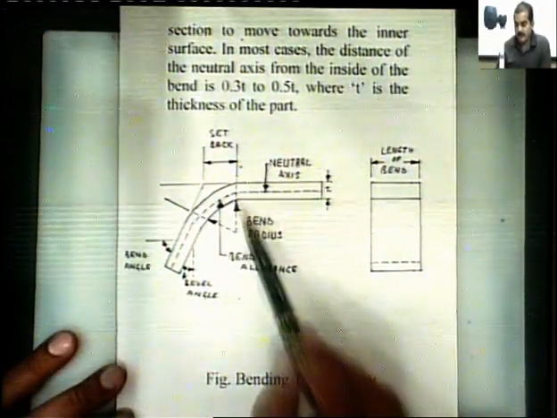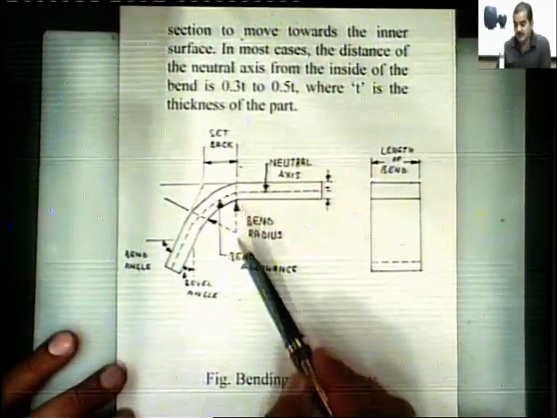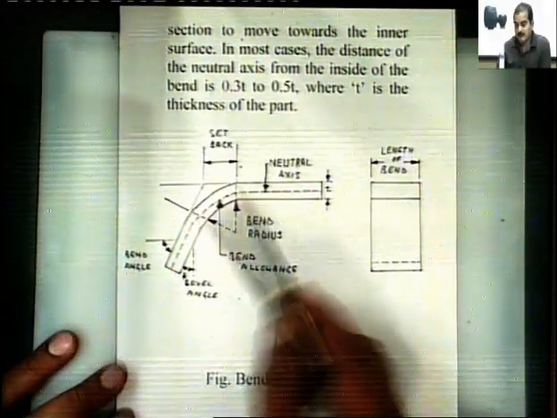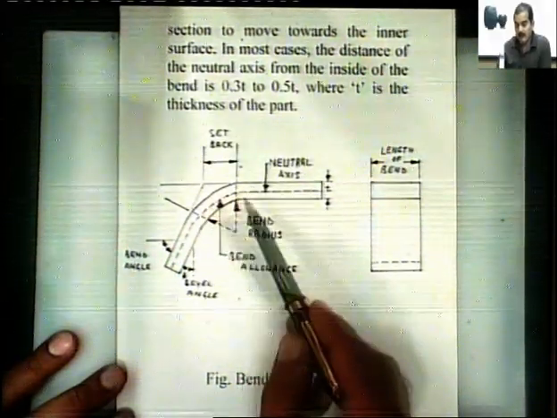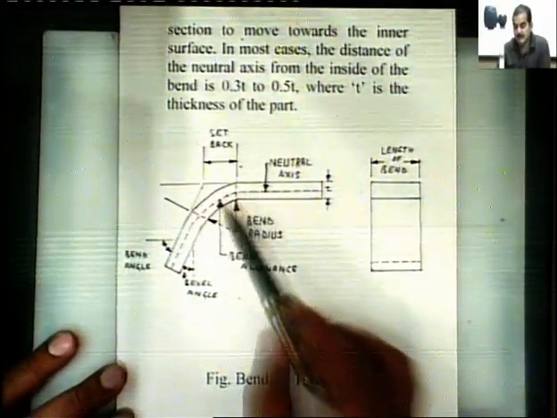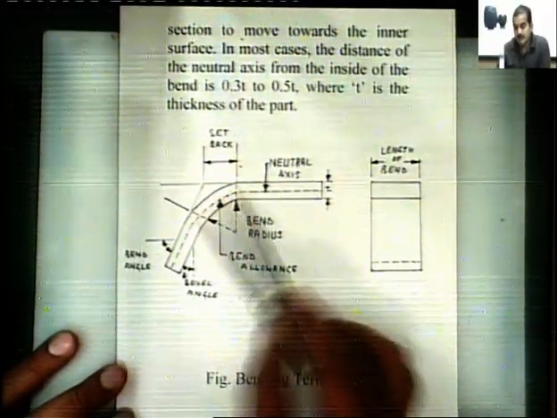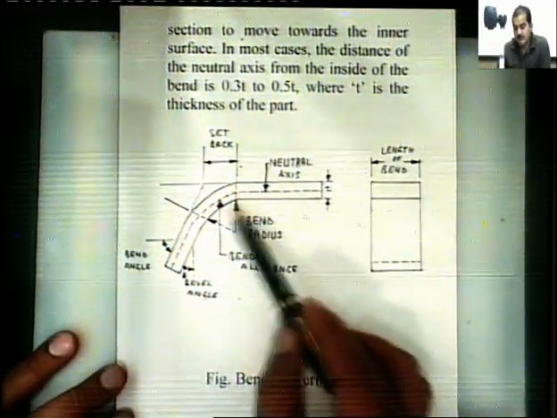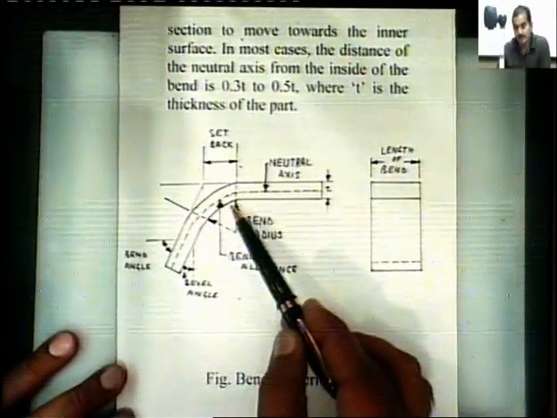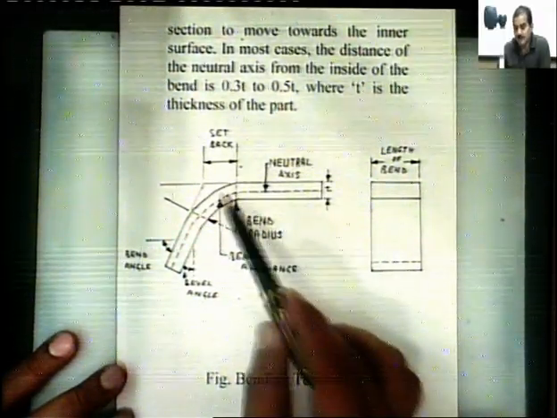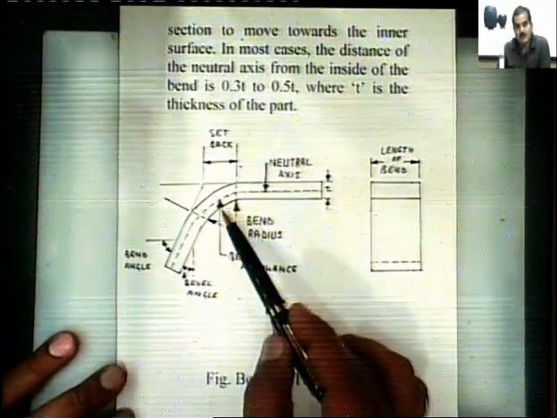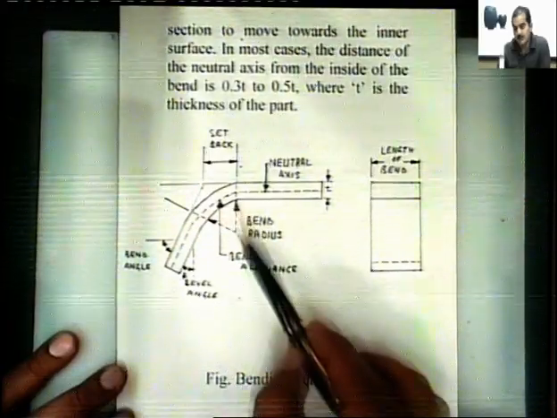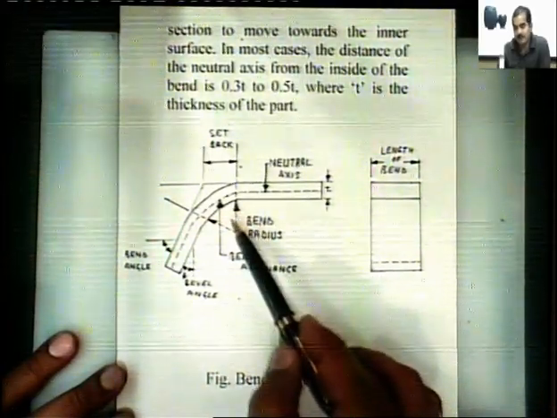The bend radius is the radius of curvature of the bend. We have two types of stresses in this bent portion: tensile stresses on the outer portion and compressive stresses on the inner side of the bend. This tension or compression is inversely proportional to the radius of curvature of the bend.